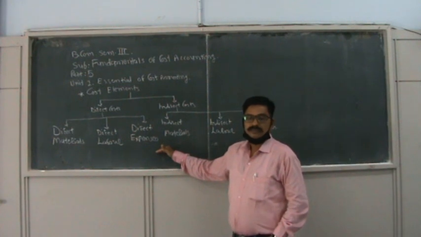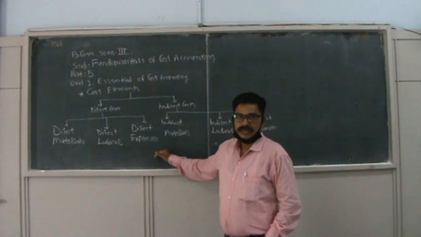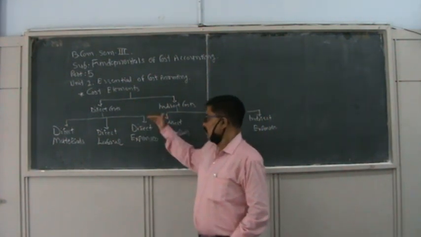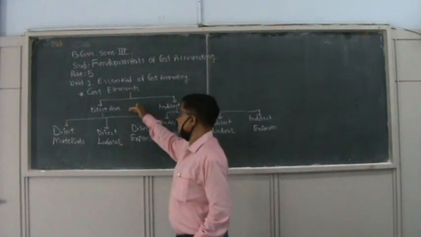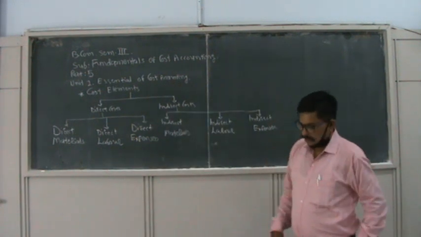Without these expenses, the production is not possible, right? So it is known as direct cost. And direct expenses are one of the contents of direct cost, and direct cost is the main element of cost.